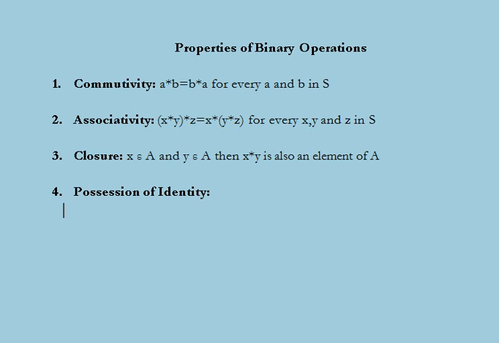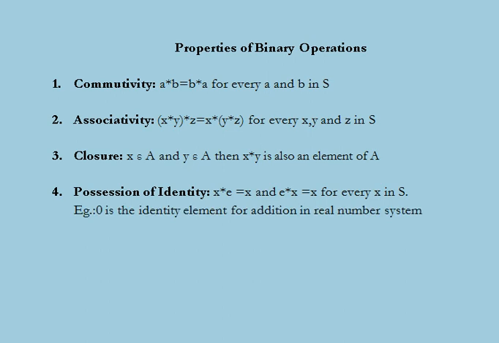Next we are going to study the possession of an identity for a binary operation. A binary operation denoted by star defined on a set S is said to possess an identity if and only if the binary operation on x and E is equal to x and the binary operation on E and x is equal to x for every x in S, where E denotes the identity element.